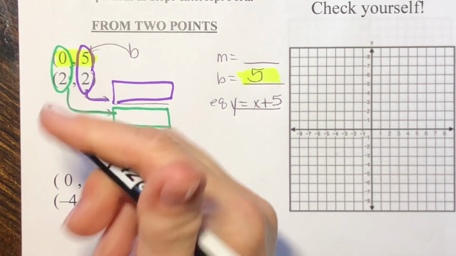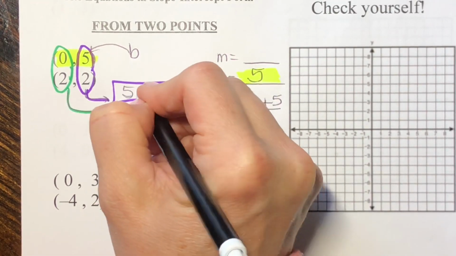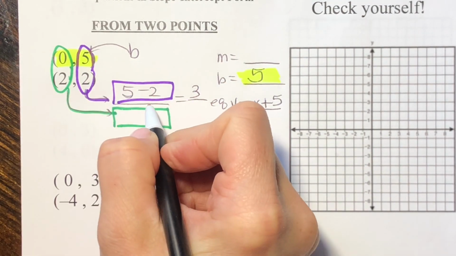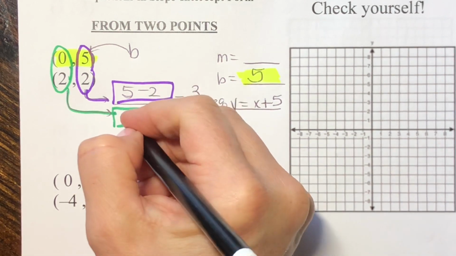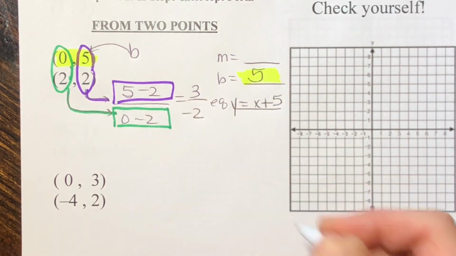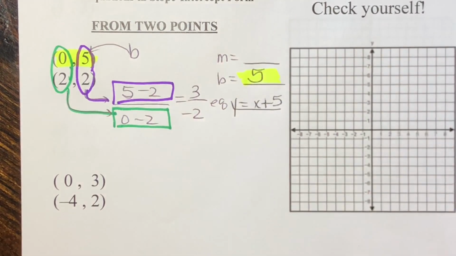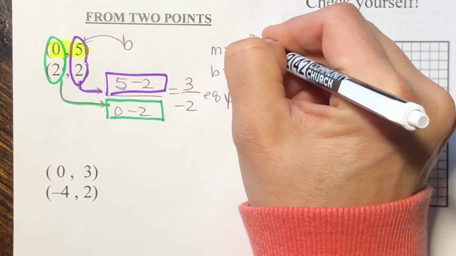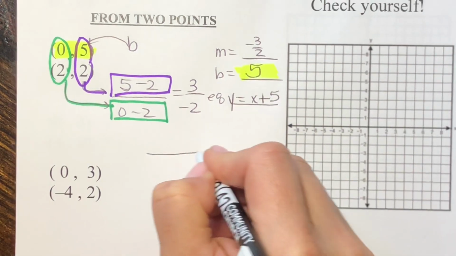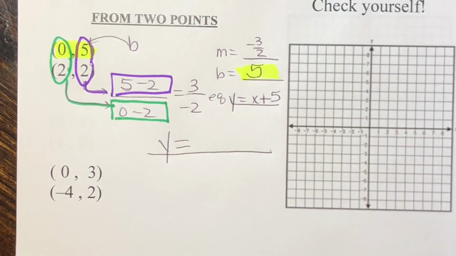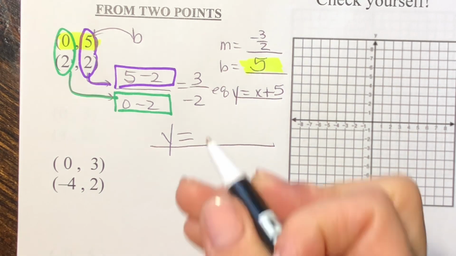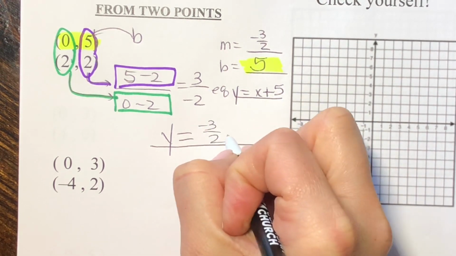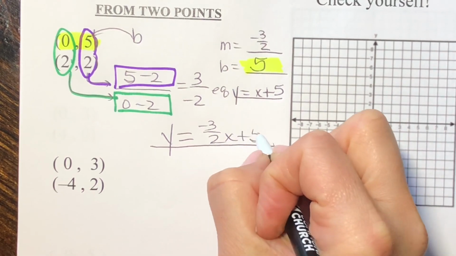So I'm taking my two Y's and subtracting them, and I'm getting 5 minus 2 is 3. I'm taking my two X's and subtracting them and putting them in the denominator. 0 minus 2 is negative 2. I can't reduce that. The negative has to stay because there's only 1. So my slope is negative 3 over 2. There's not enough room to write it there. So I'm going to assemble my equation just like I did for these last 2 videos. Once I know the slope, I have y equals negative 3 over 2x with a starting value of 5.